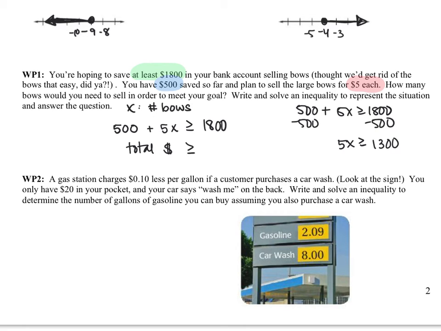What this means is that I still need to make $1,300, and I'm going to figure out how many bows it would take to make that happen. I'm going to divide both sides by 5, which would get me that x can be greater than or equal to, 5 can fit into 13 twice with 3 left over. I believe it would be 260. So I need to sell 260 bows in order to make my goal of $1,800 or more.